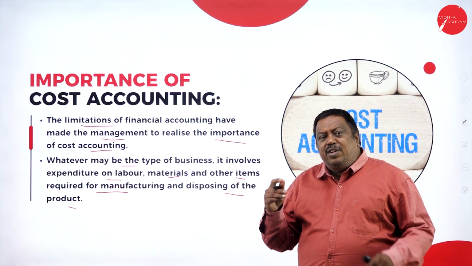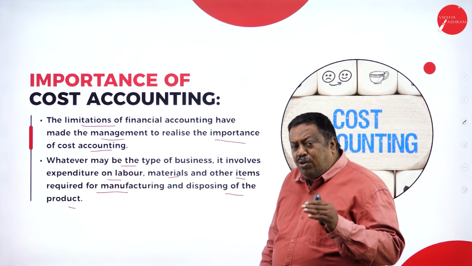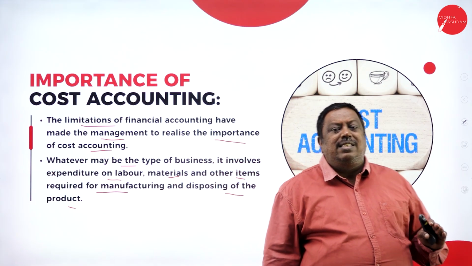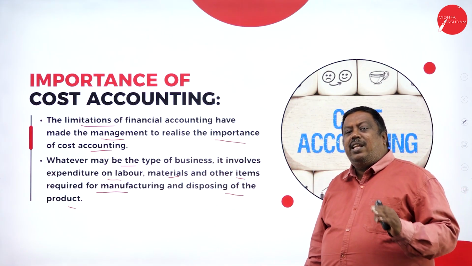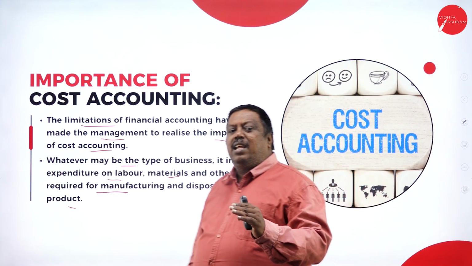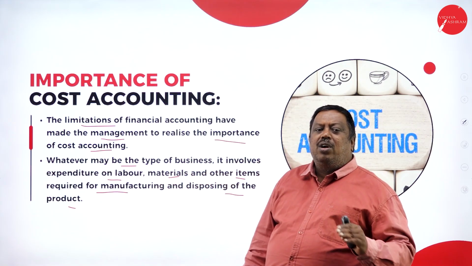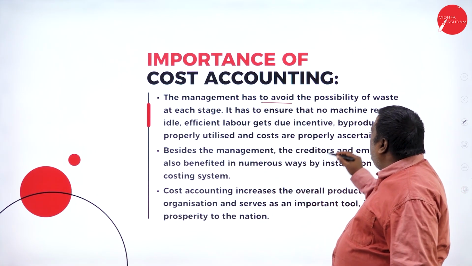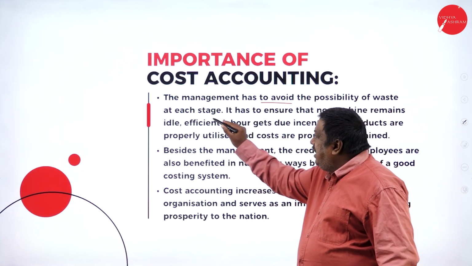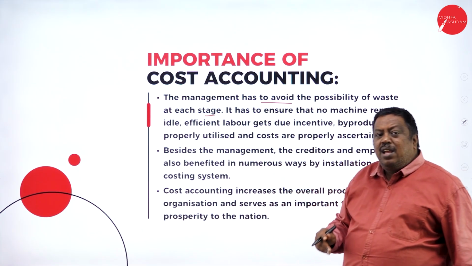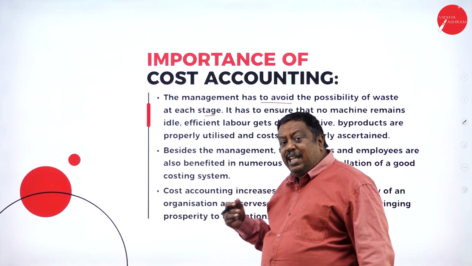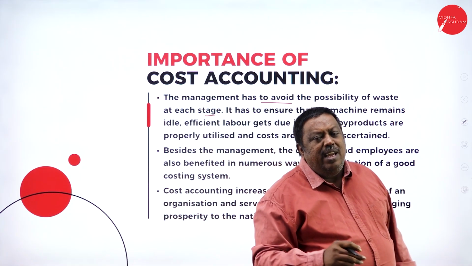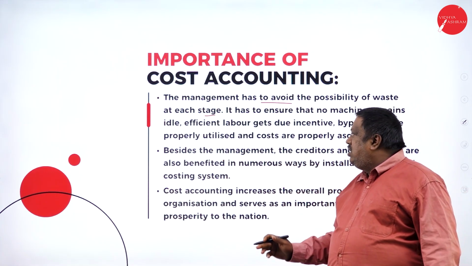So here we should know that it is not only for the manufacturer, even for all businesses, cost ascertainment is required. Then only they can make out where we are standing. Can I sustain in the market for the long run or not? The management has to avoid the possibility of waste at each stage. They're saying that with the help of cost, they can take decisions in such a way that wastages can be reduced if they take proper decisions.